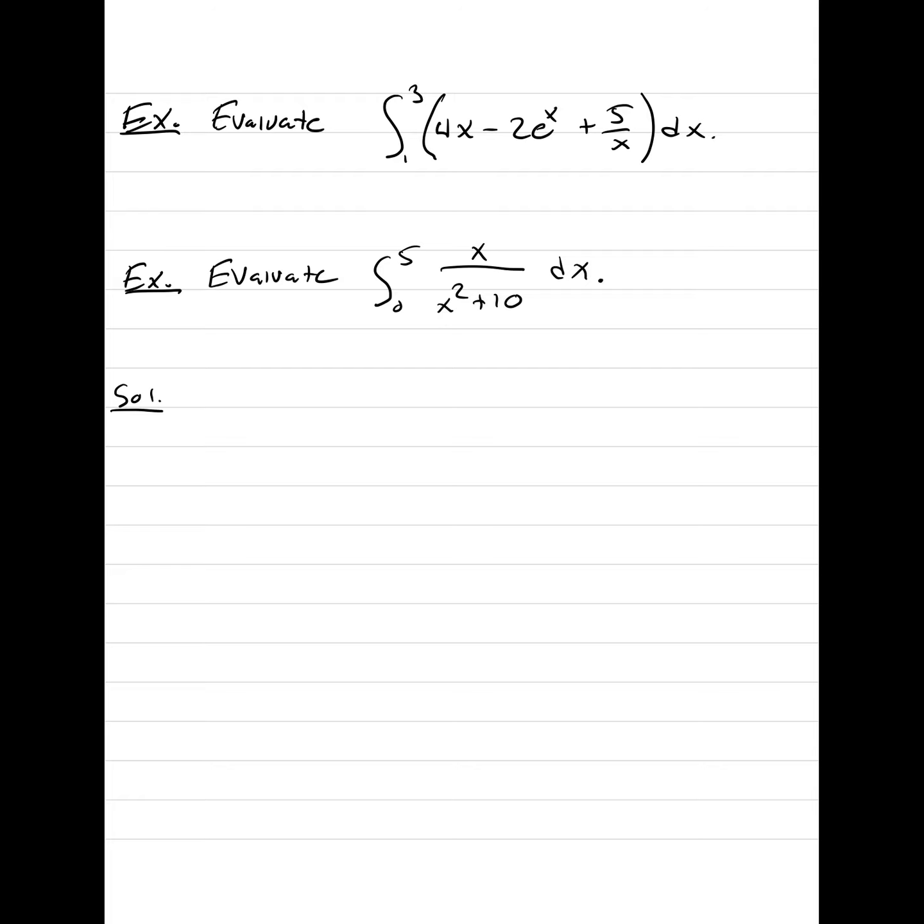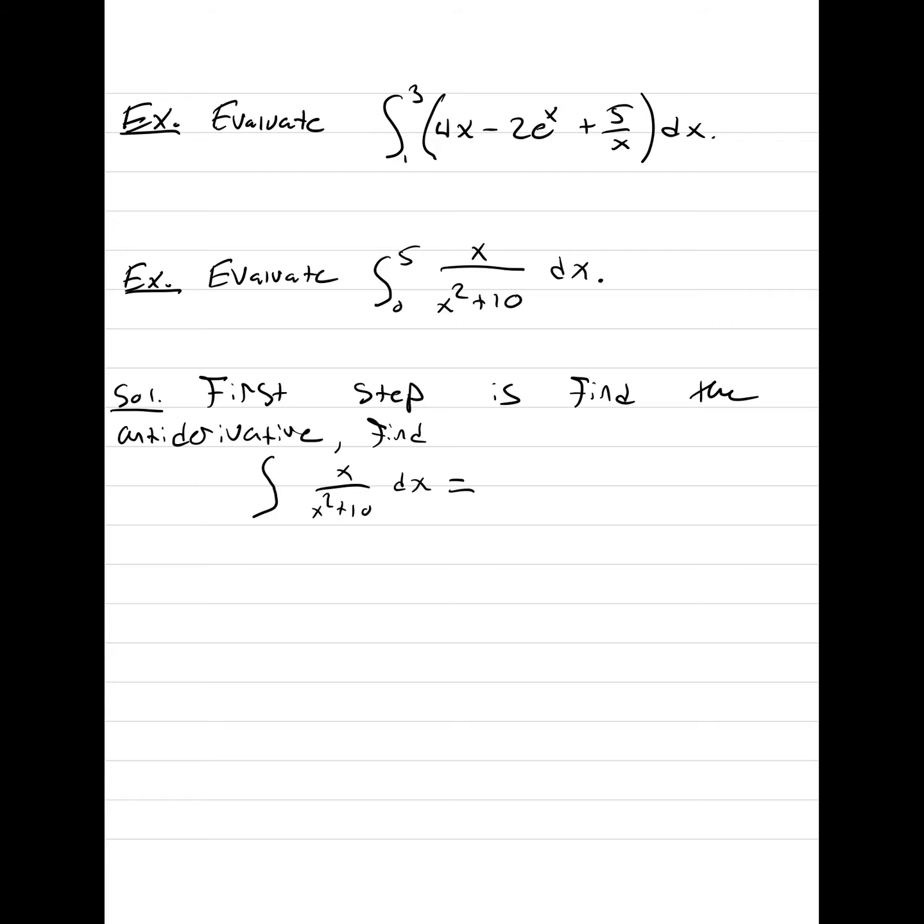So the first step that we're going to do is find the antiderivative. So first find the antiderivative, meaning find the integral of x over x squared plus 10 dx, but without the bounds, right? We just don't have the bounds on the integral, and this is just finding the antiderivative. We don't care about the area under the curve or anything like this. And so how we're going to do this is by using u substitution.